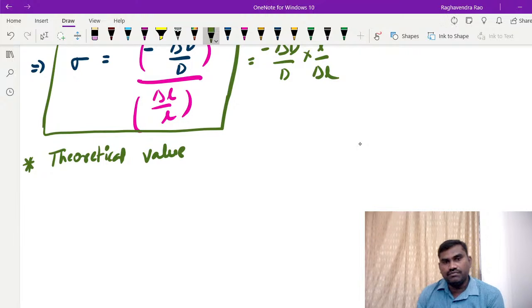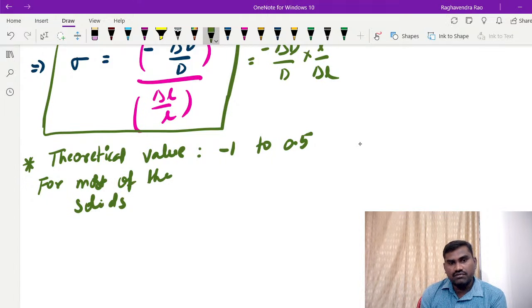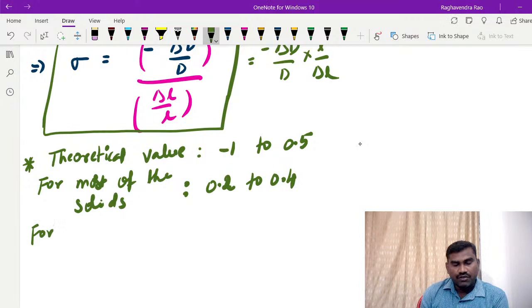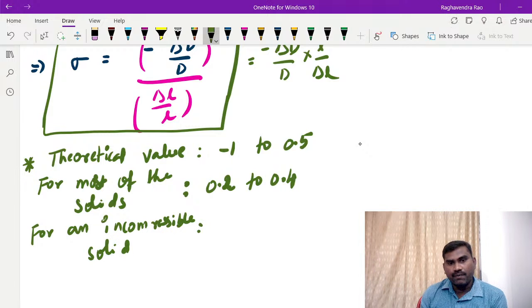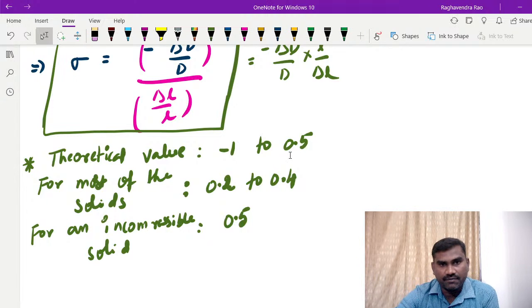Its theoretical value lies between minus 1 and 0.5 for most of the solids, while the practical value is 0.2 to 0.4. For an incompressible solid, the value is 0.5, and delta L is equal to 0.